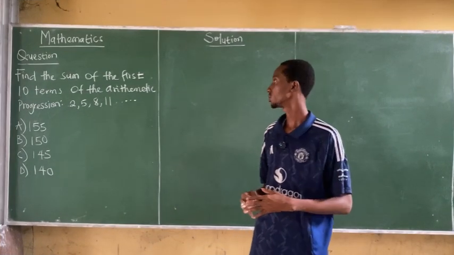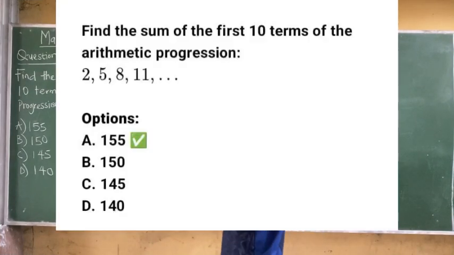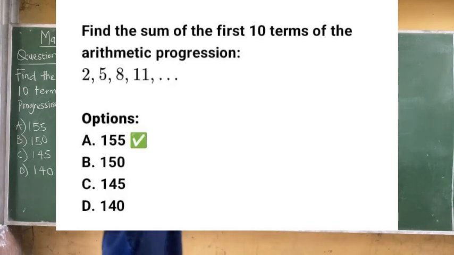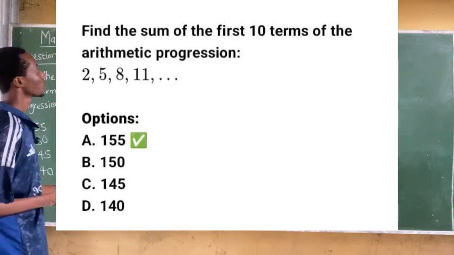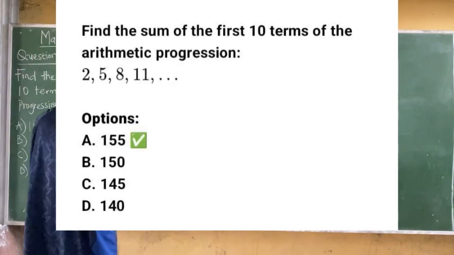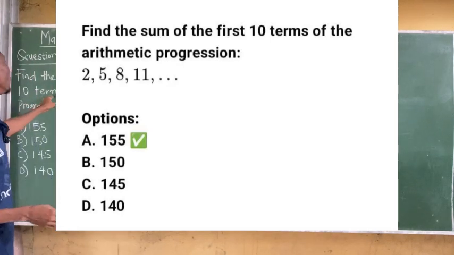The next question says, find the sum of the first 10 terms of the arithmetic progression 2, 5, 8, 11, and so on. Option A, we have 155. Option B, we have 150. Option C, we have 145. And option D, we have 140. Now, from this question, they say find the sum of the first 10 terms of the arithmetic progression.